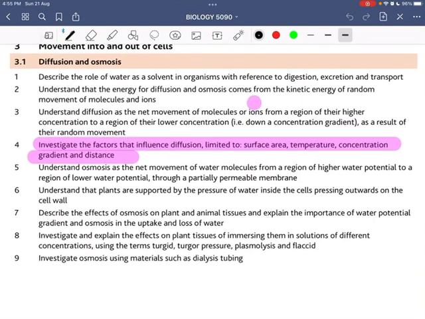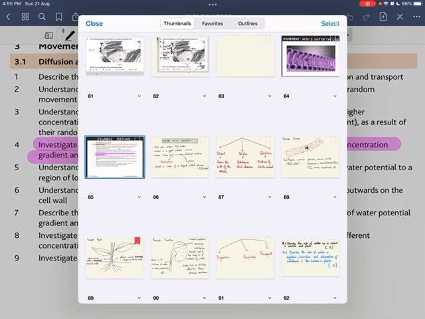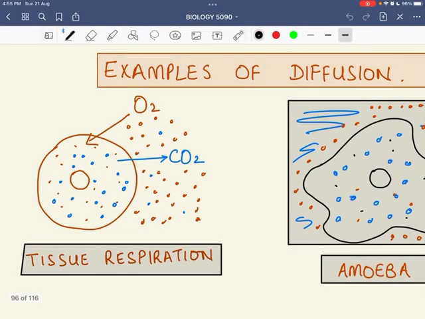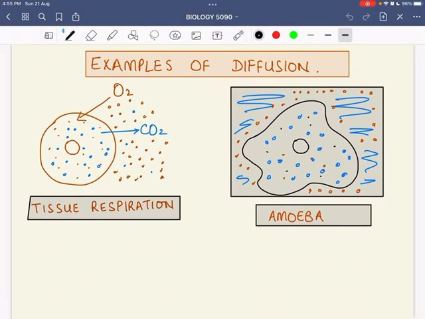I have highlighted the learning outcome that I will cover today, which is investigating the factors that influence diffusion, limited to the surface area, temperature, concentration gradient and distance. Before I start with studying all these factors, I would like to give you some examples which are commonly asked in exams as far as diffusion is concerned.